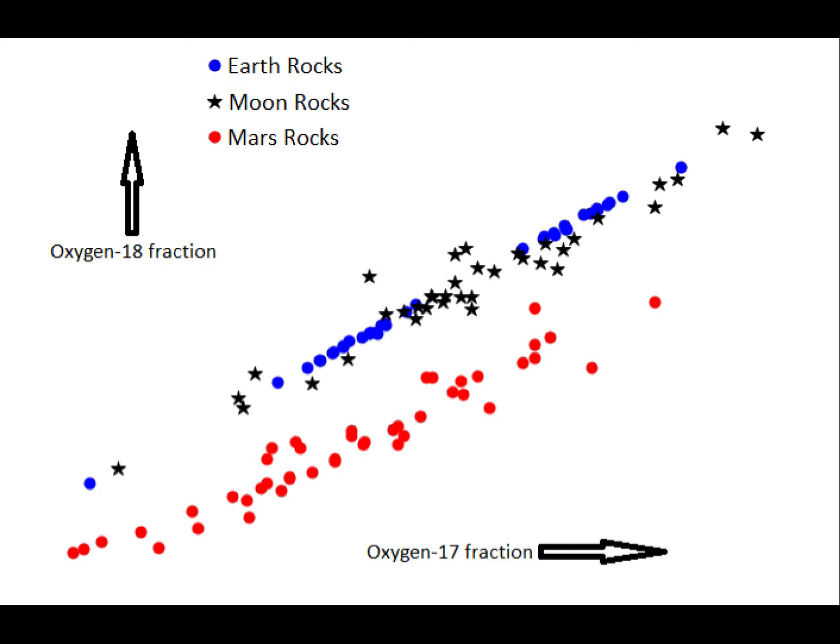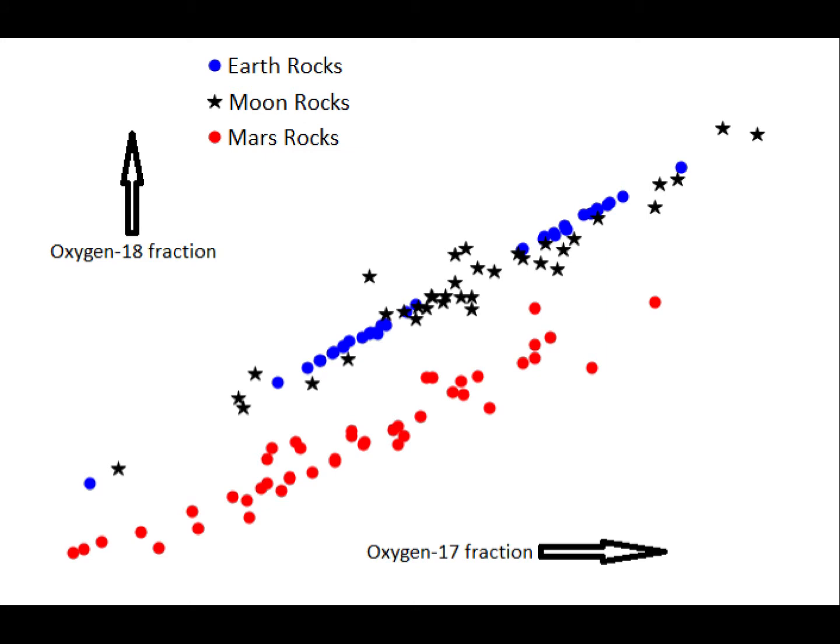If we look at the rocks from the Earth, they make a diagonal line. This is because there are some processes, such as condensation, evaporation, and mineralization, that distill oxygen. This concentrates the oxygen 18 and the oxygen 17 as well. But because these processes affect the oxygens 18 and 17, they only move the rock up and down the diagonal line.